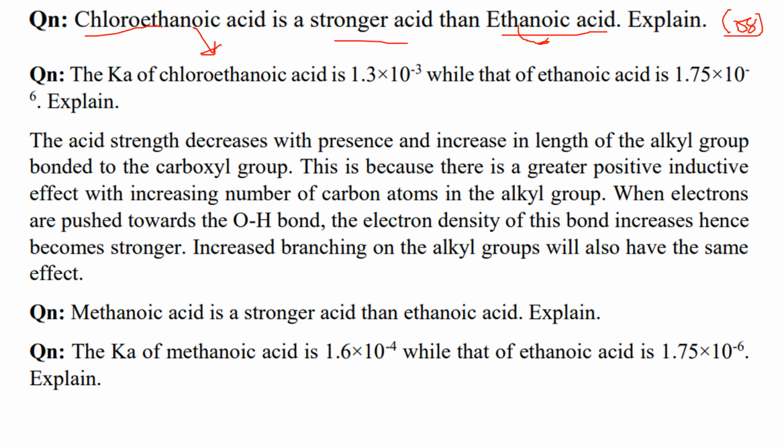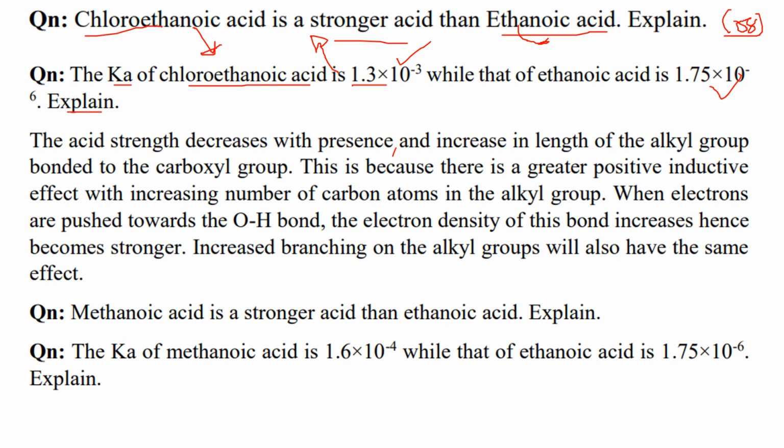Now going to this question, the ionization constant of chloroethanoic acid is going to be this one, while that of ethanoic acid is this. Explain. Now this one is the same as this question in some way. They're telling you that this acidity is greater than this acidity. Explain why. Now here we are saying that acid strength decreases with presence and increases with presence.